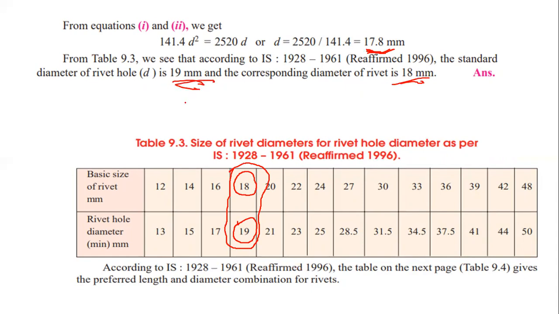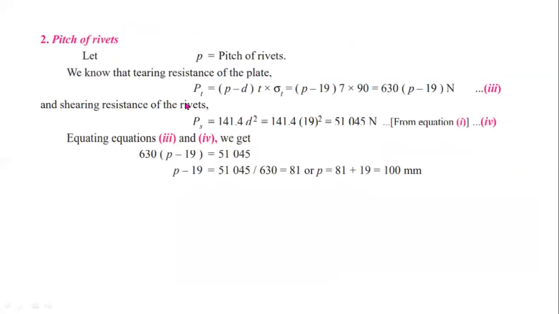Now this is the formula for pitch. For determining the pitch of the rivets, you have to use the relation PT equals PS. From this relation, you have to find out a suitable value of pitch, that is the distance between two successive rows of rivets.